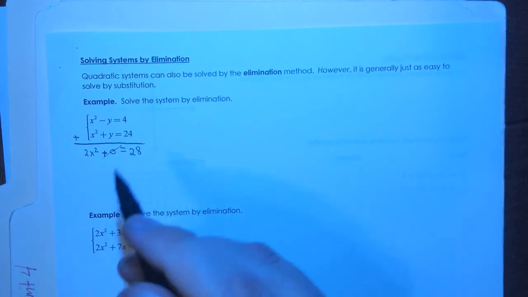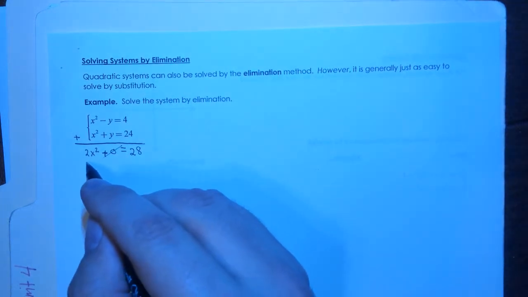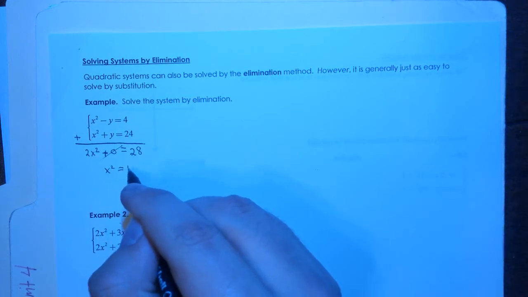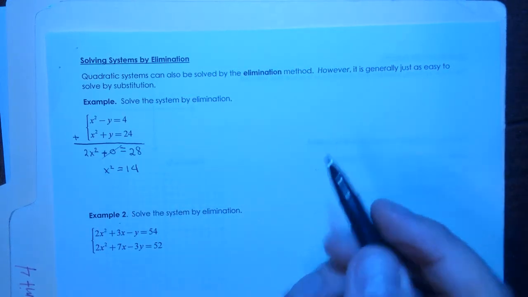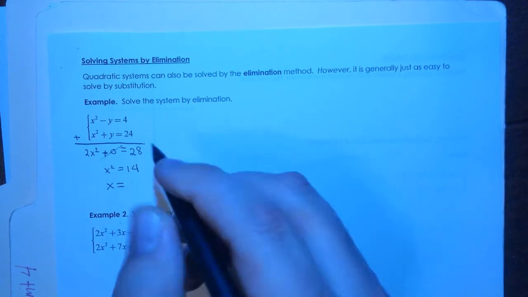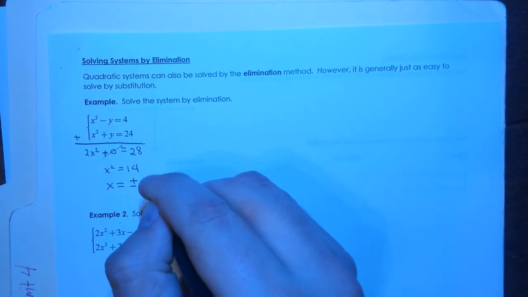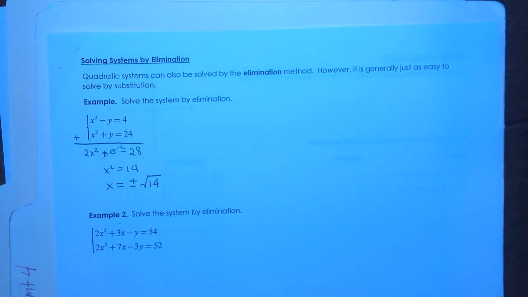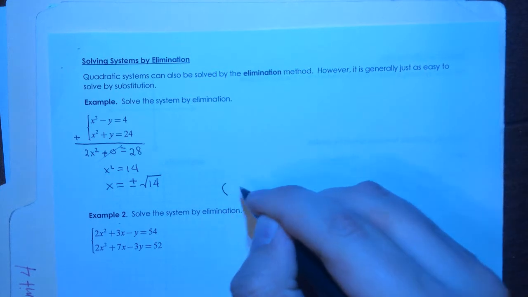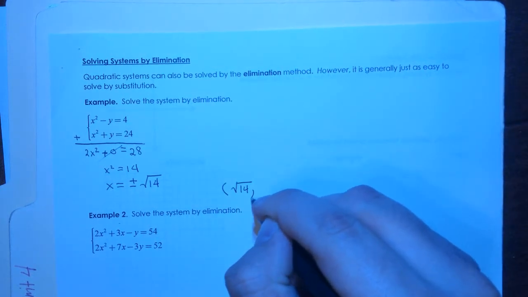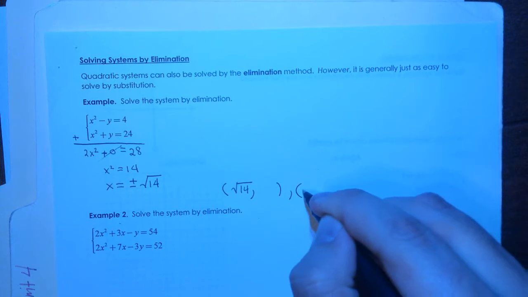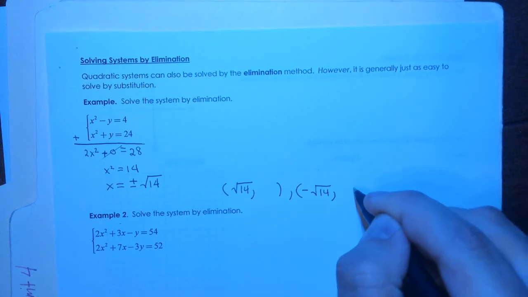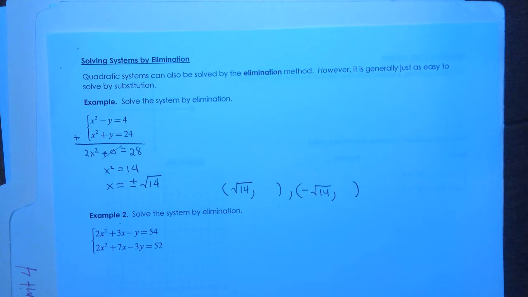Again, this 0 doesn't do anything. So what I will do is divide by 2. If I divide by 2, then x squared is equal to 14. Now, I can take the square root, and I must remember that anytime I take the square root, I need a plus or minus, and I get x is equal to plus or minus the square root of 14. Now, this is setting me up for two solutions. One with an x-coordinate of the square root of 14, and another with an x-coordinate of negative the square root of 14. I need to find the y-coordinates that go with each of these.